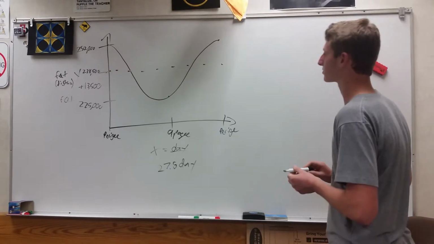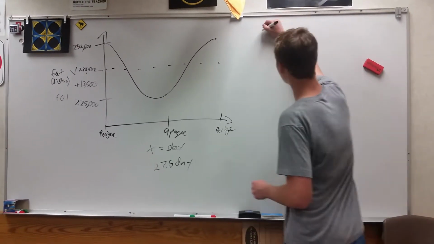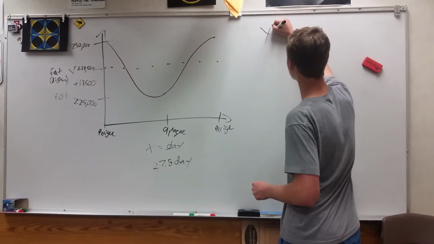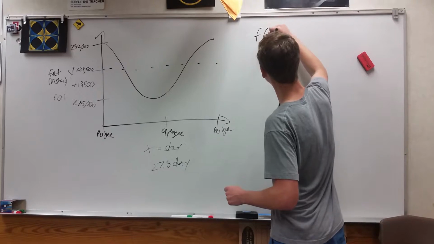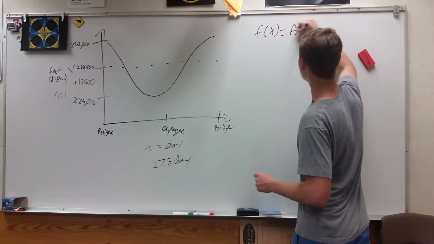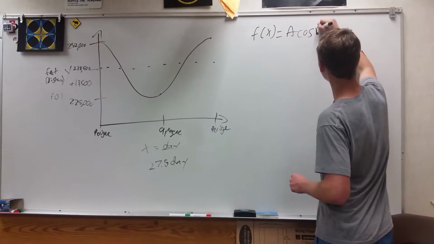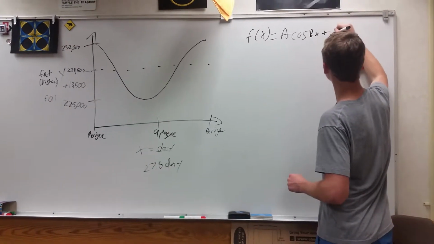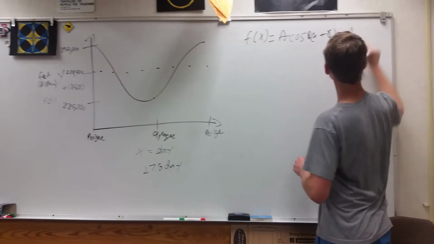Alright, so what's the next thing we do? Okay, making the equation. So how do we make an equation off of this? Pretty easy. All sine and cosine graphs have a similar equation. F of x equals a, in this case cosine of b x plus c, plus d. Actually, it's minus c.